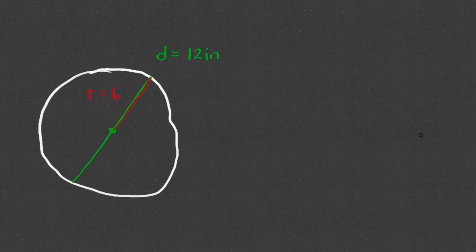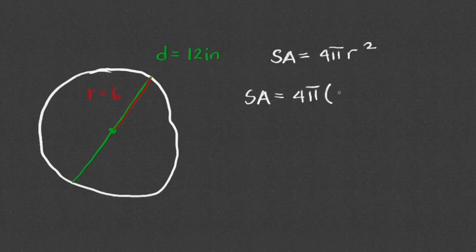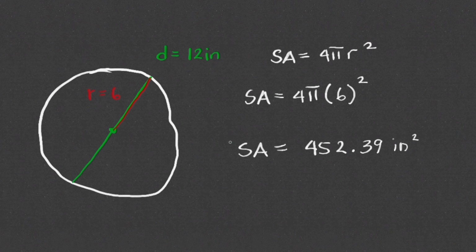Now, let us solve for the surface area of the sphere. So SA is equal to 4 pi times r squared. Let's substitute the radius. SA is equal to 4 pi times 6 squared. Therefore, the surface area of the sphere is equal to 452.39 inches squared.